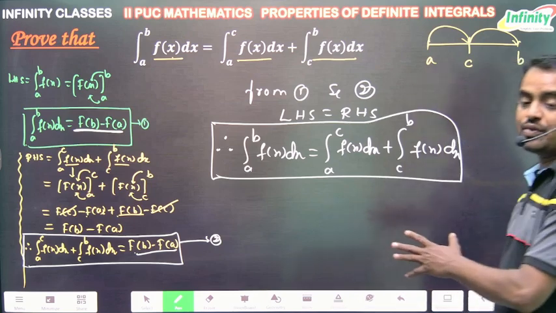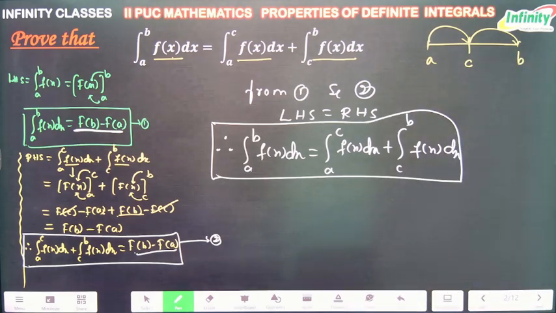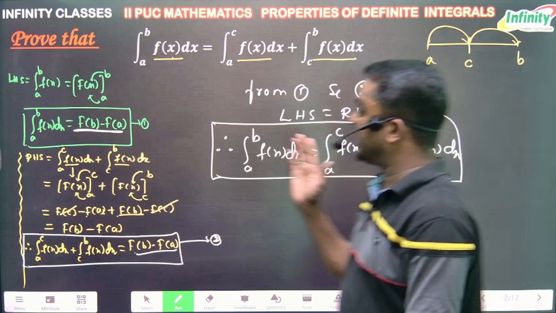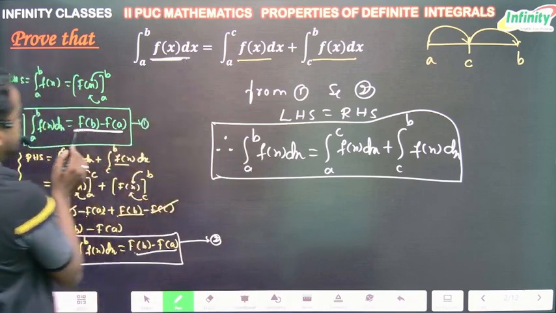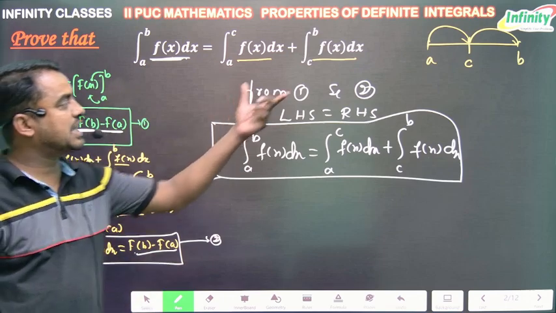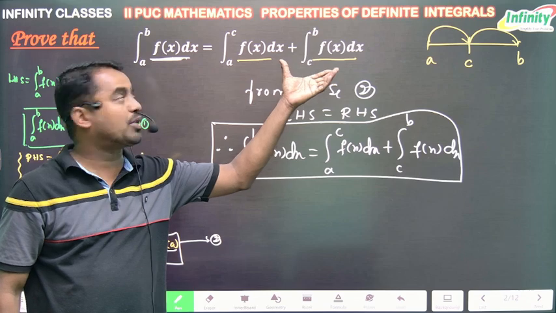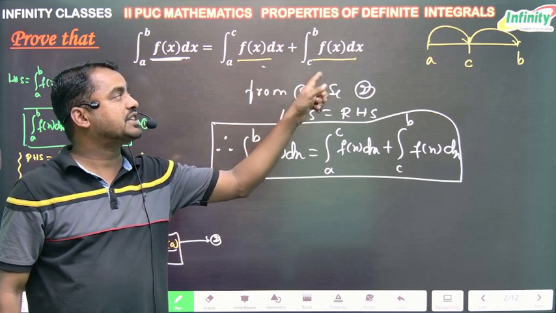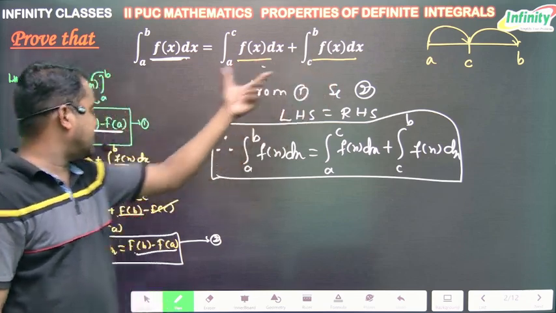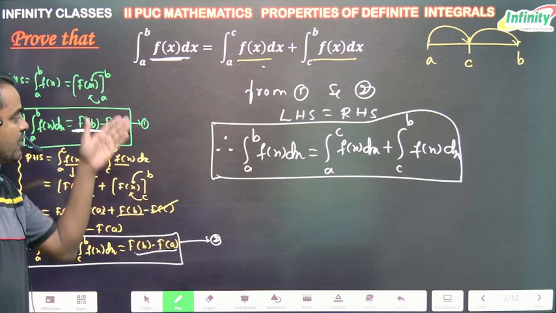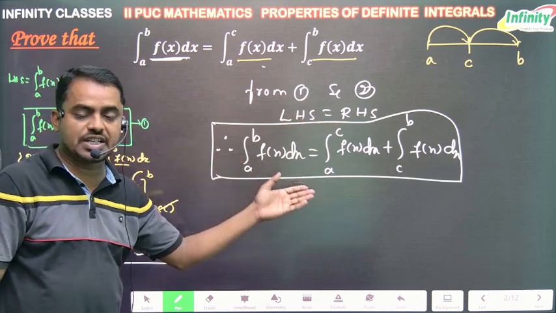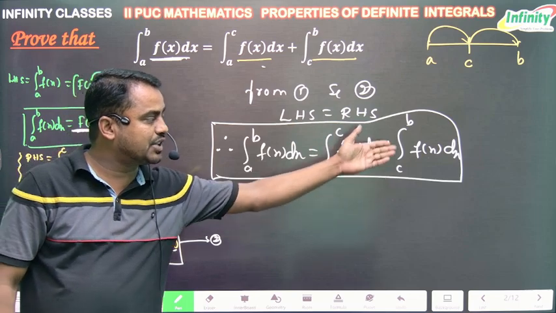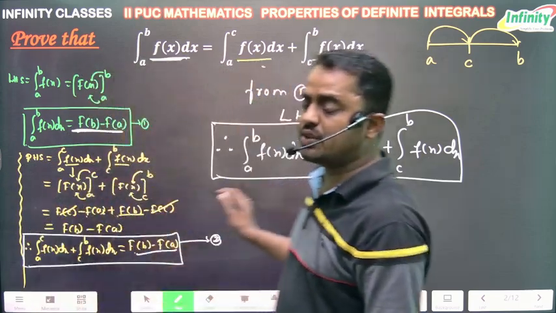So this is the proof of the property. Pause the video and note it down. It's very simple. First we have to evaluate the left hand side part of the property, that is integration of a to b f of x dx, which is nothing but f of b minus f of a. In the same way we have to calculate the right hand part of the property, that is a to c f of x dx and c to b f of x dx, that is also equal to f of b minus f of a. From equation 1 and 2, LHS equal to RHS. Therefore a to b f of x dx is equal to a to c f of x dx plus c to b f of x dx. Hence the proof of the property.